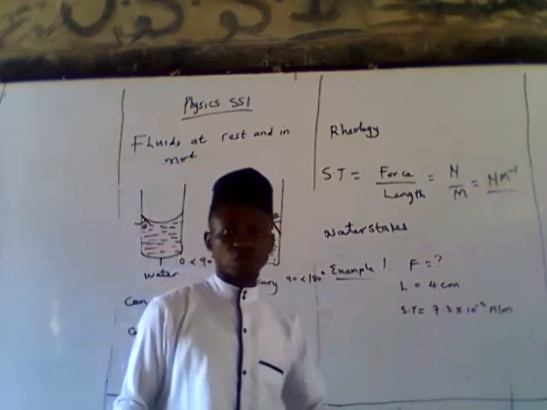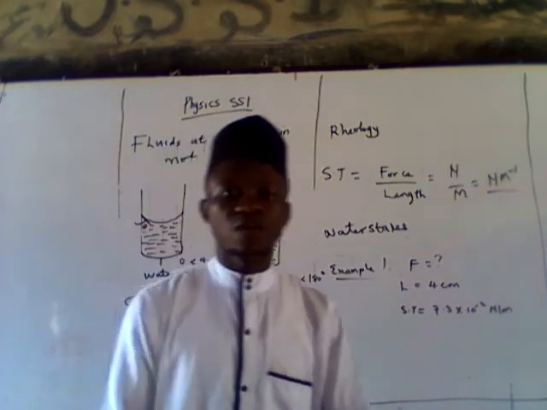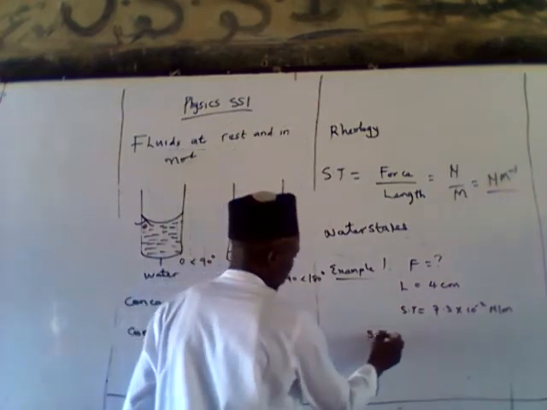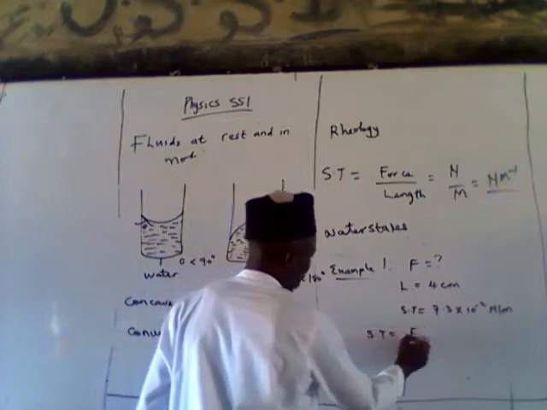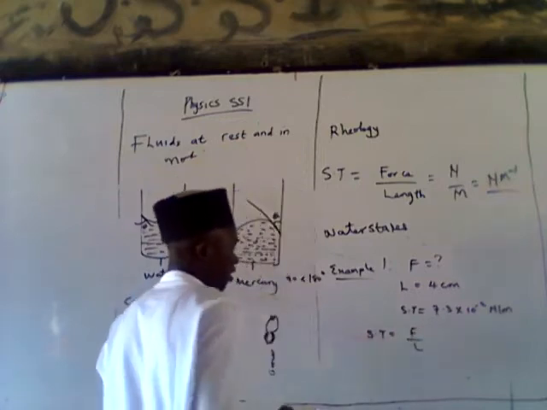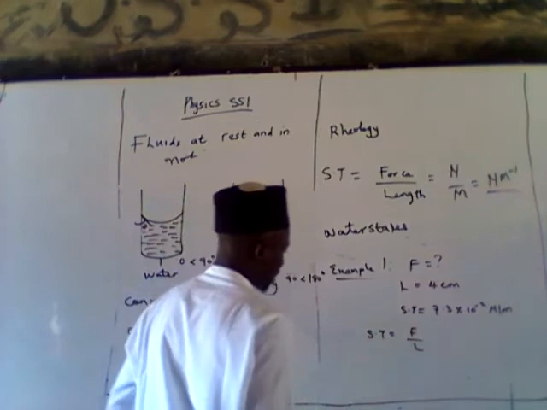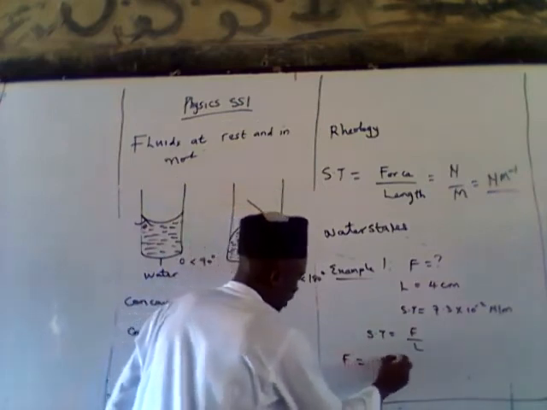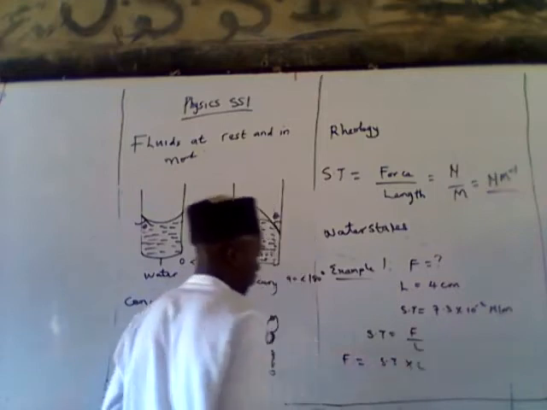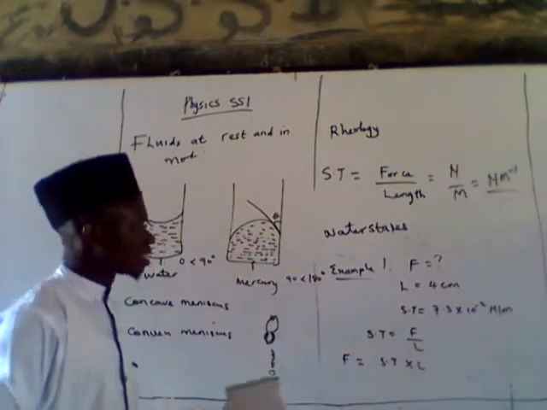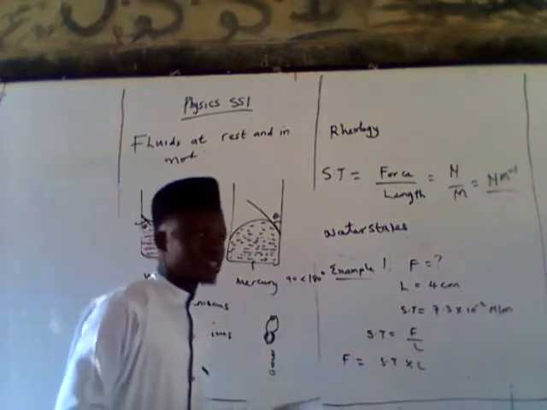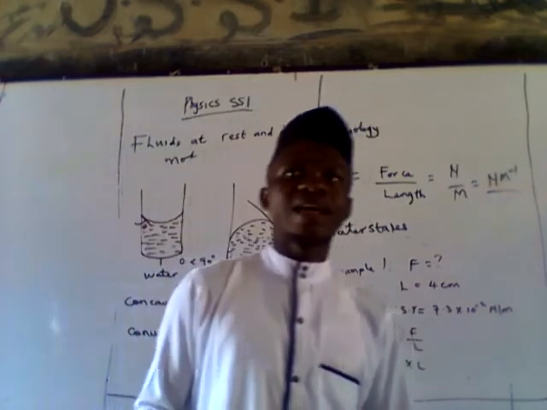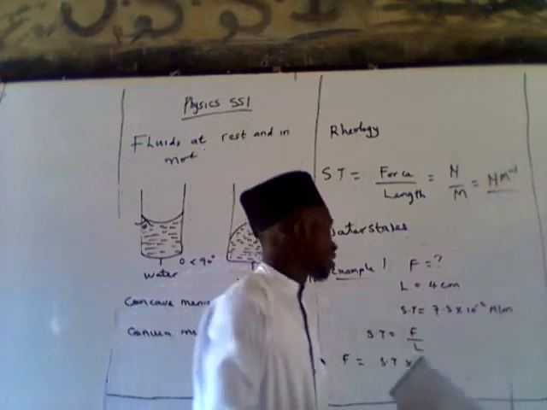So what you have to do here is to recollect the formula for finding surface tension, which is that surface tension equals force per unit length, right? Now, if you make F the subject of the formula, we have that F equals surface tension times length.